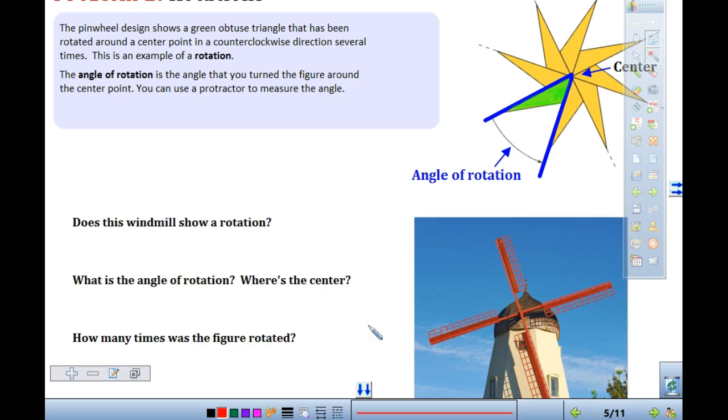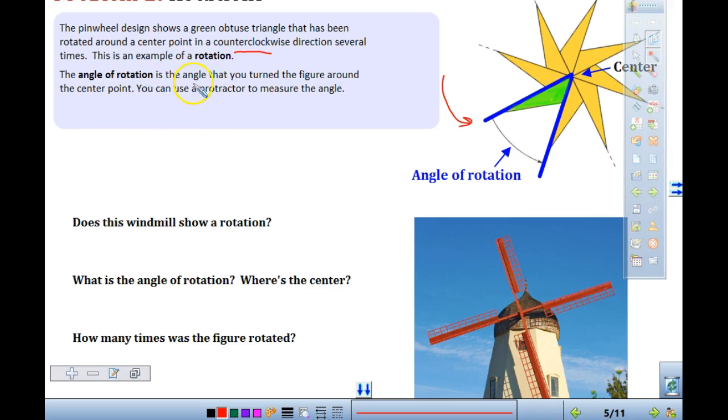So it says a pinwheel shown has a green obtuse triangle, so that's this triangle right here. This is an obtuse triangle that has been rotated around the center in a counterclockwise direction, meaning going the opposite direction, like instead of going from 12, 1, 2, that's going clockwise this way. This is counterclockwise, several times. This is an example of a rotation.